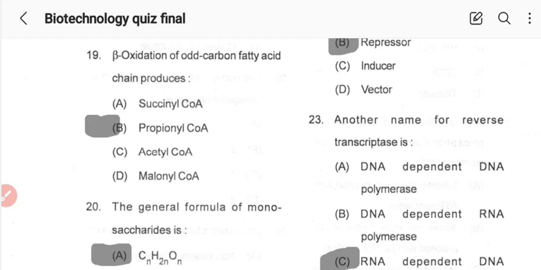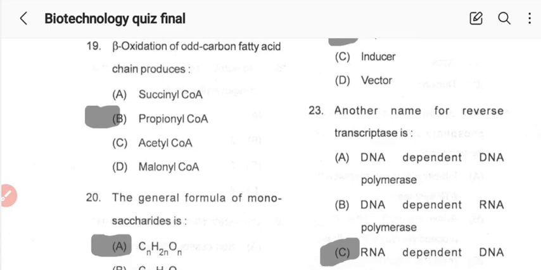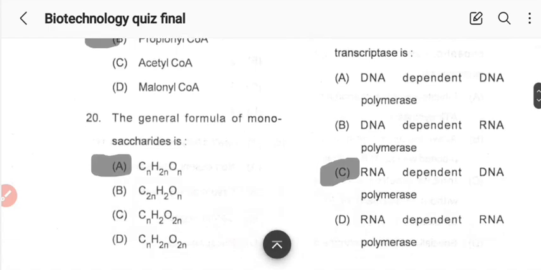Then beta oxidations of odd carbon fatty acid chain produces what? Propionyl coenzyme A. Beta oxidations of odd carbon fatty acid chain, or it is also called digestions of fats. Beta oxidation is also called as what? Digestions of fats. So if a fatty acid is having odd carbon numbers, then there is release of propionyl coenzyme A.